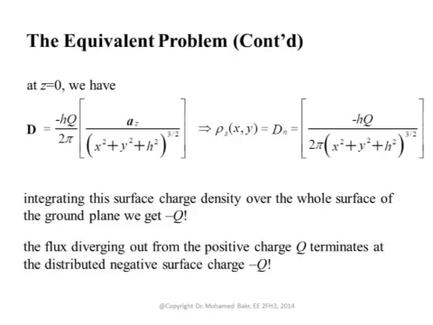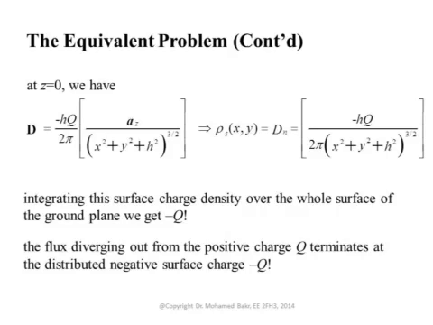So this is what we have here. We calculated D by multiplying E by epsilon naught at z equal to 0, on the ground plane itself. Then we agreed that the surface charge density at any point on that ground plane, remember it's an infinite ground plane, infinite in the x and y direction, will be equal to D normal. And D normal here, in the z direction, the normal to the plane, is minus QH over 2 pi times (x squared plus y squared plus h squared) to the power 3 over 2.